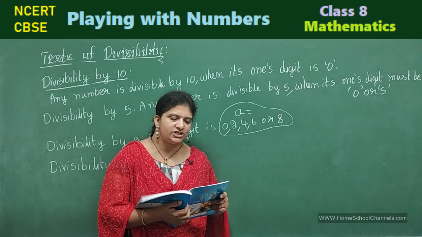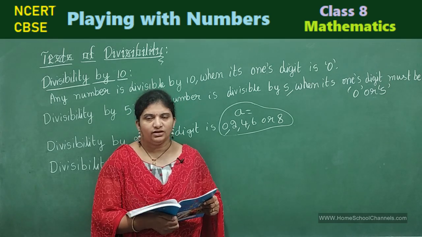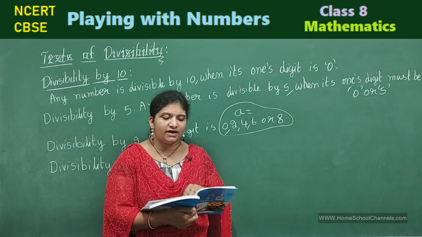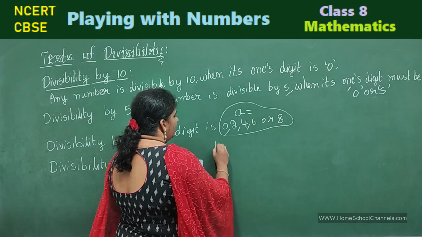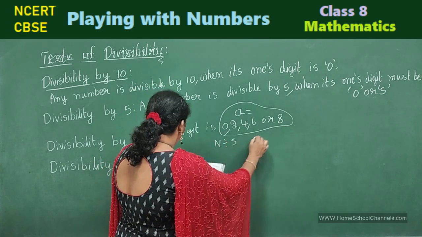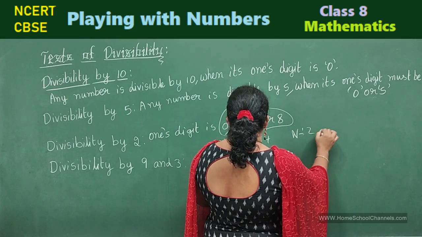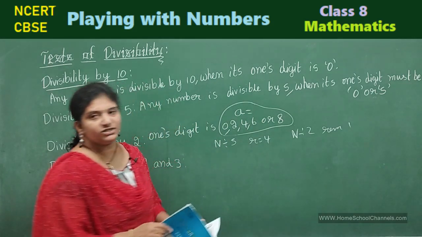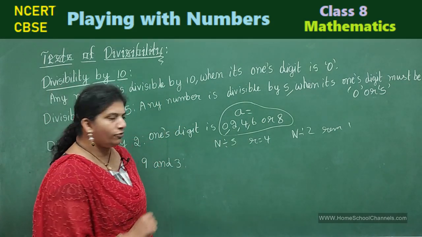Suppose that the division n divided by 5 leaves a remainder of 4, and the division n divided by 2 leaves a remainder of 1. See here, n divided by 5 leaves a remainder 4, and n divided by 2 leaves a remainder 1. What must be the ones digit of n? There are two questions mixed and given here. No problem.